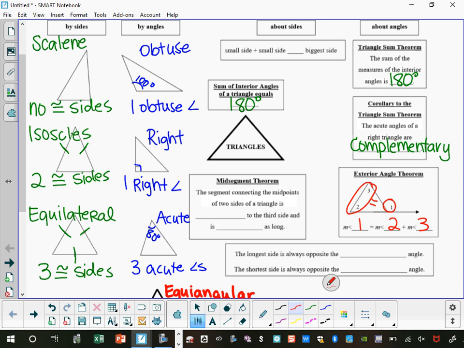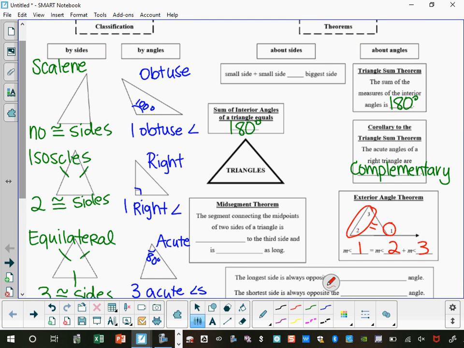Oh wait, no, there's not. Look at the very top, where it says about sides. Side plus side must be greater than your biggest side. Let's put that little greater than symbol right there. All right, that's all we can do for now.